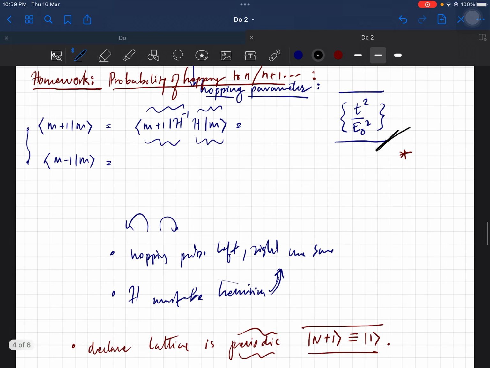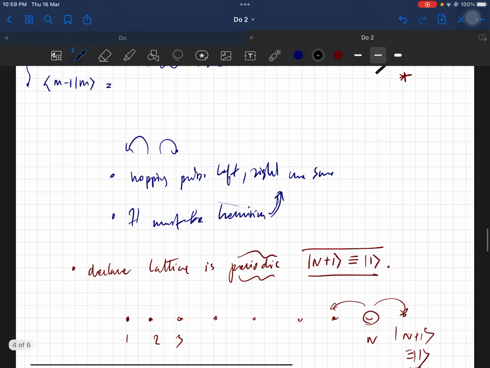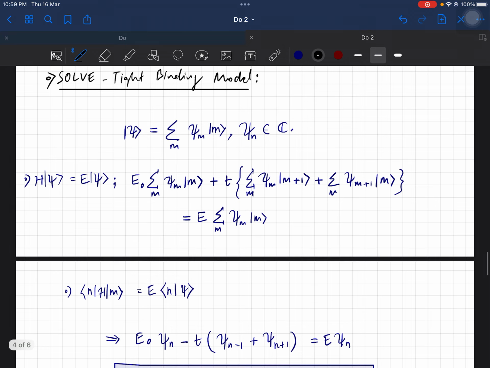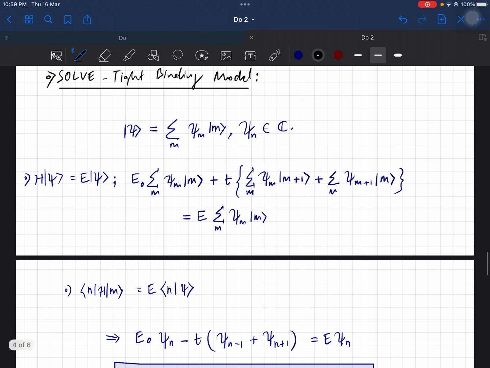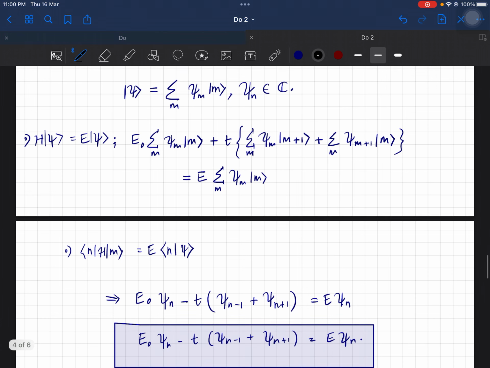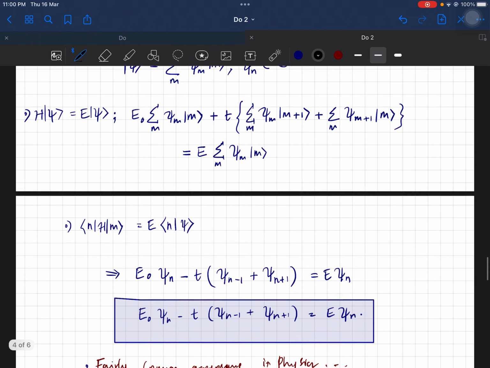Then we also declared that the lattice is periodic, so that we label the n plus 1 state as the first state again, and there is no edge problem. So we essentially solved the tight binding model now, writing an arbitrary wave function as a linear combination of the capital N states. So we write H psi is E psi, we expand it, and then we apply the bra n.